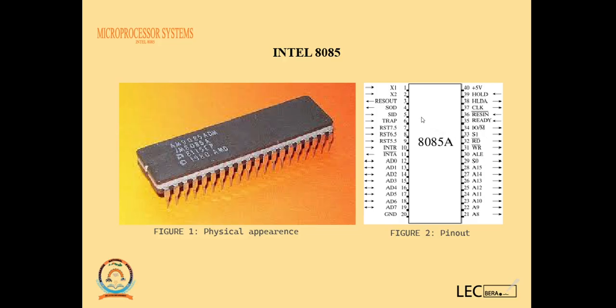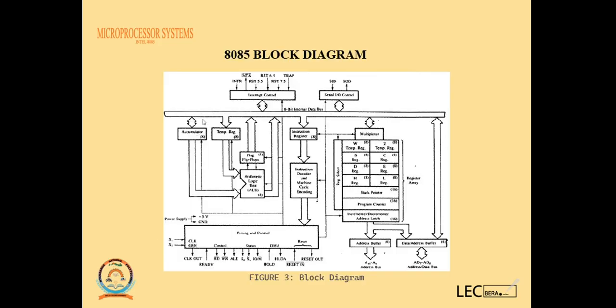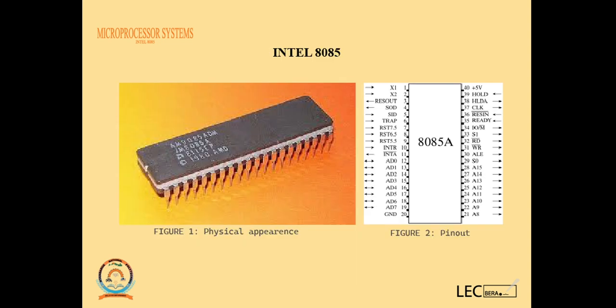We have interrupt pins, which we can use to interrupt the microprocessor, or the microprocessor can interrupt other components in the microcomputing environment. These are pins like RST 7.5, RST 6.5, INTR, TRAP. All those are interrupt pins. So these are the pins of the microprocessor, and we are going to learn how to use them.